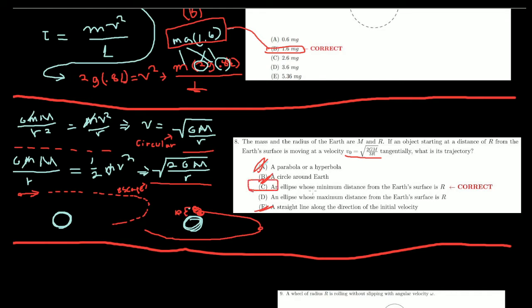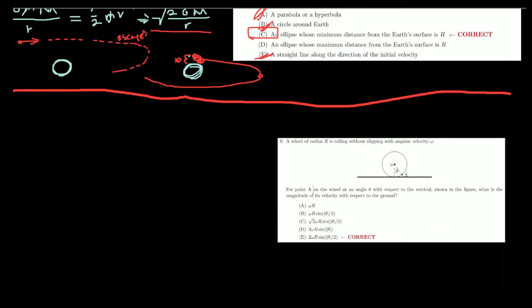Now we can move on to our last problem. A wheel of radius r is rolling without slipping with angular velocity omega. For a point A on the wheel at an angle theta with respect to the vertical shown in the figure, what is the magnitude of its velocity with respect to the ground? So here's our wheel. Let's draw it. Okay, fine. That was a bad picture.